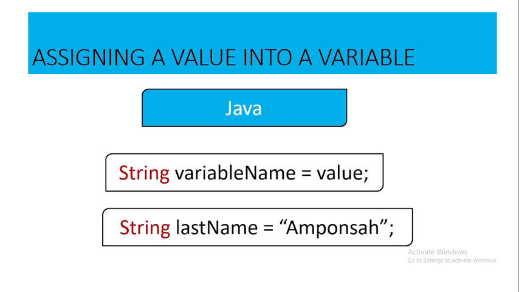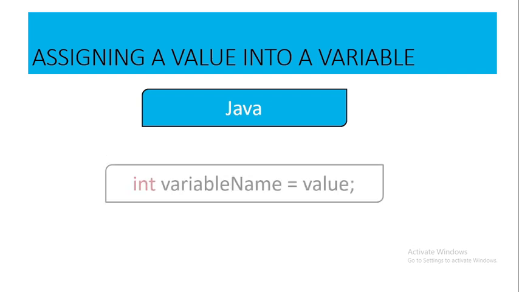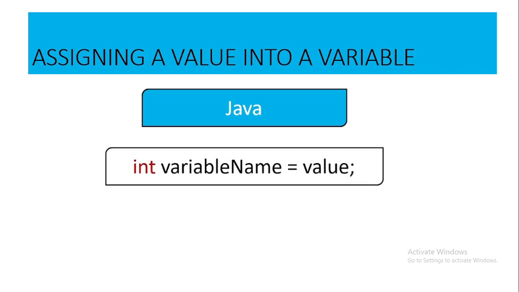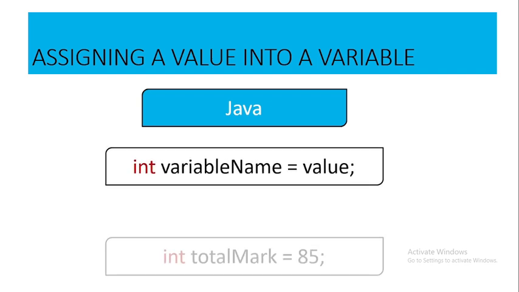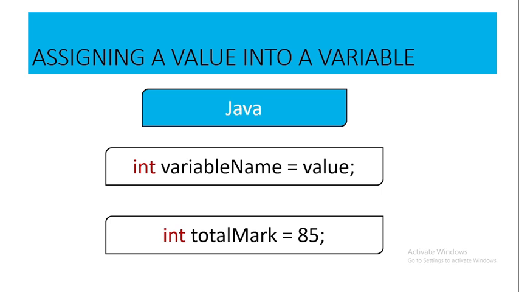So here we can also have string last name equal Amponsa. So here, apart from a string, we cannot put any other data type inside the variable last name. Why? Because we have declared it with the string keyword. Then we have int variable name equal value. We have int total mark equal 85.